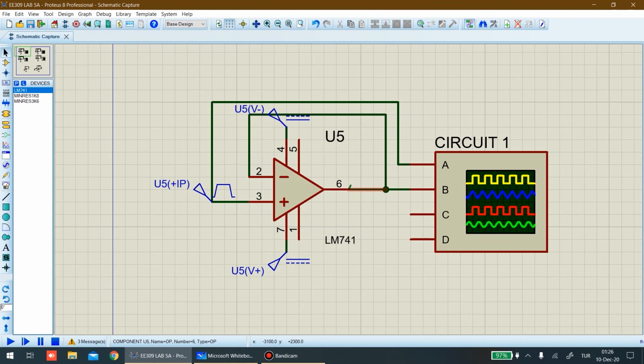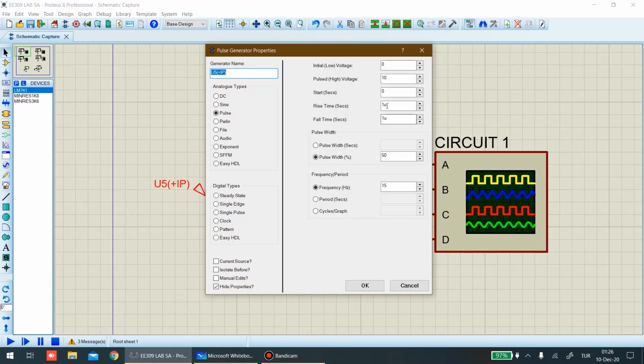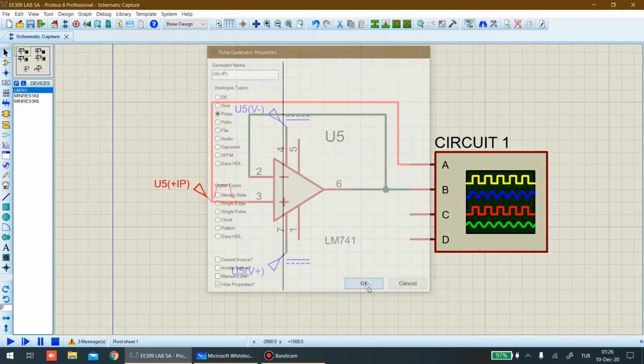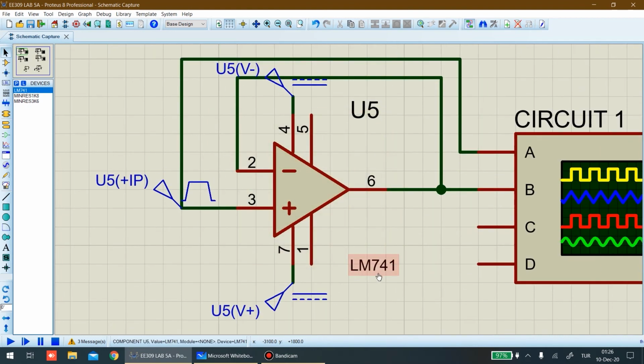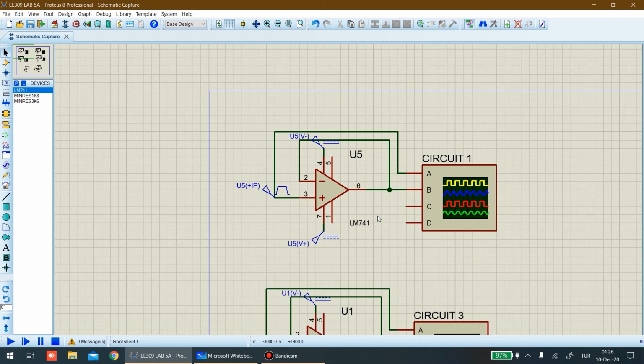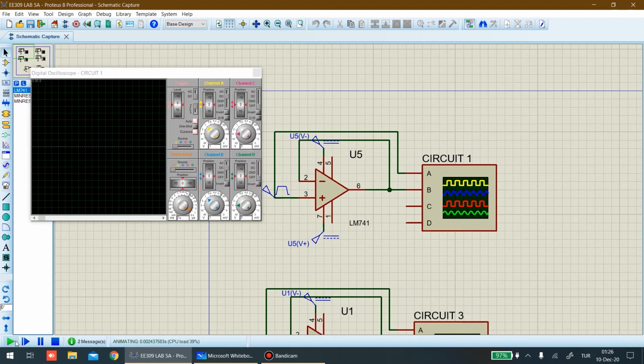In circuit 1, we apply a 10 volt square wave with frequency 15 Hz to the LM741 op-amp. Let us see the results.